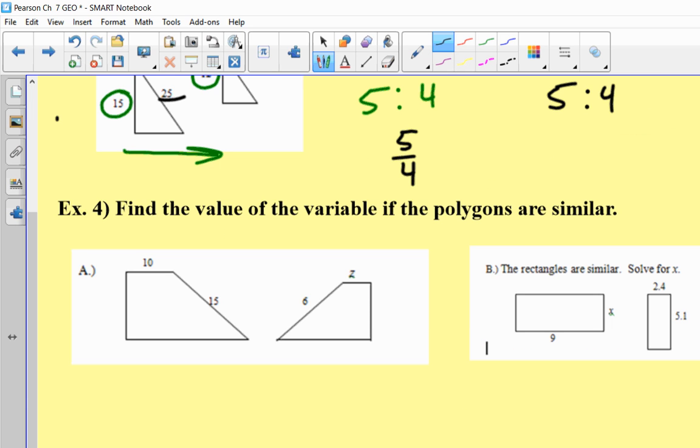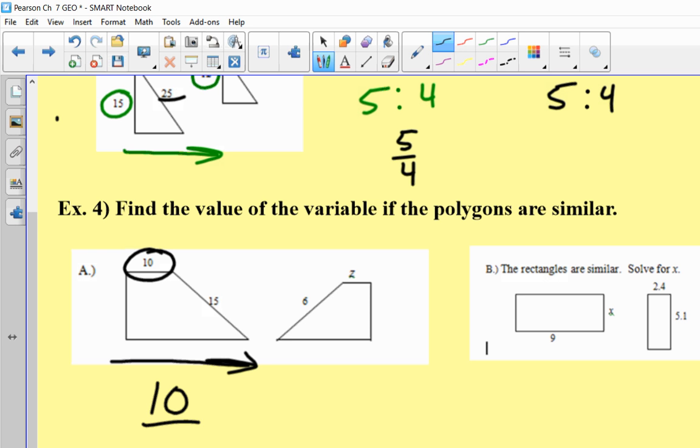All right, this is more of what we're going to be dealing with. We're going to get two different figures, and we're going to determine what value for the variable they're giving us would make them similar. There are a couple of different ways to do this, and this is the way I set it up. I'm always going to go left to right again. It doesn't matter which side I start with, but I'll start with this one.